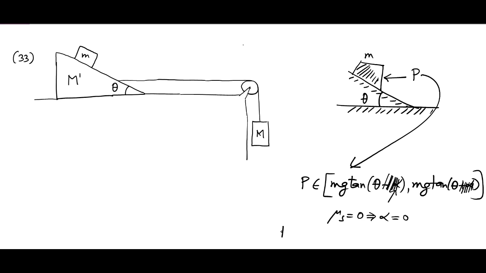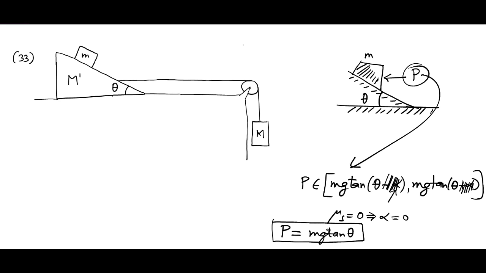So the implication is very clear. P should be exactly equal to mg tan theta. There's a unique value because the minimum and the maximum values of P match. So in short, in the absence of friction, if this horizontal force P is to hold the block M in equilibrium, then its value should necessarily be mg times tan theta. And remember, we are assuming that there is no toppling, so the line of action of P is adjusted in such a way that toppling of M doesn't happen.